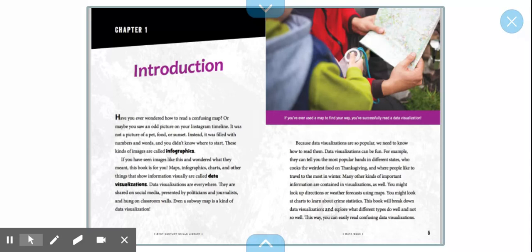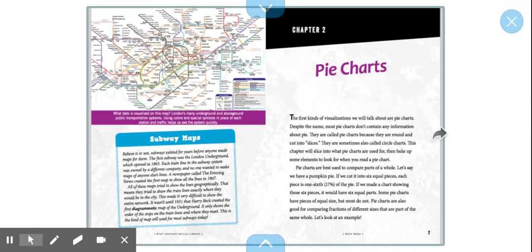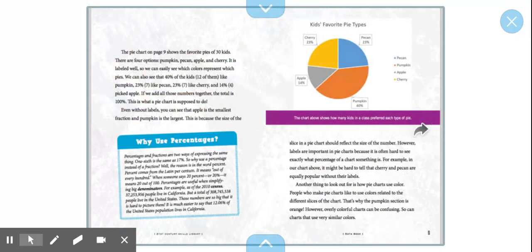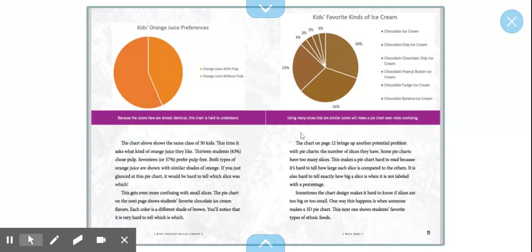Also, this book or this informational text can be seen as authoritative because it's basically just giving the students or the readers facts and statements, not really any questions or commands, just ideas and different ways that you can present different types of information in certain graphs. Like here, they're talking about pie graphs and kids' favorite kinds of ice cream or orange juice preferences.